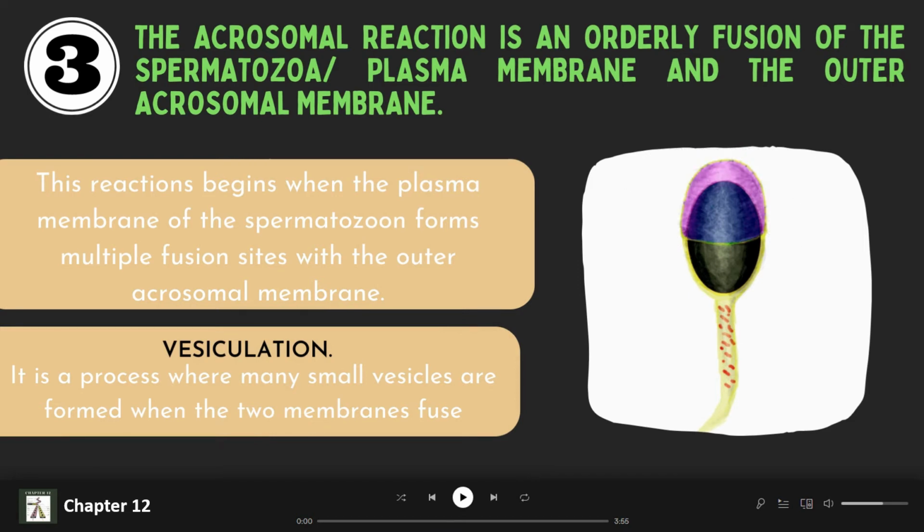So there are two purposes of the acrosomal reaction. First, this enables the spermatozoa to penetrate the zona pellucida. Second, it modifies the equatorial segment so that it can later fuse with the plasma membrane of the oocyte.